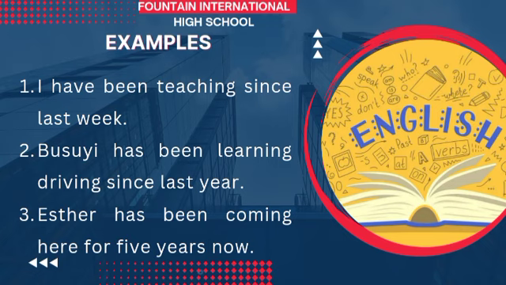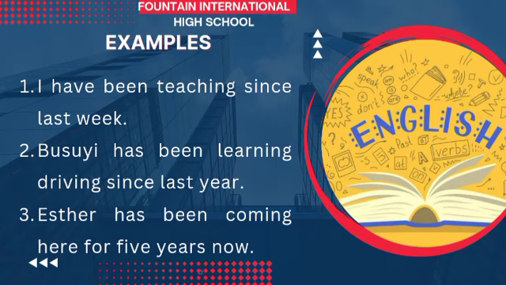But take note that this one is not like present continuous tense where you say she is singing, I am singing. This one you have to make use of I have been, she has been, they have been. Those are the two kinds of auxiliary verb you can use: have been, she has been. Are you following? Present perfect continuous tense. So number 1 example: I have been teaching since last week. Busuyi has been learning driving since last year. Esther has been coming here for 5 years now.